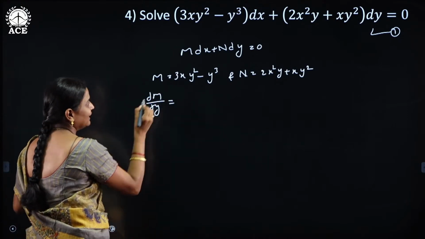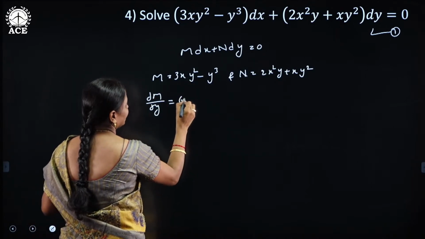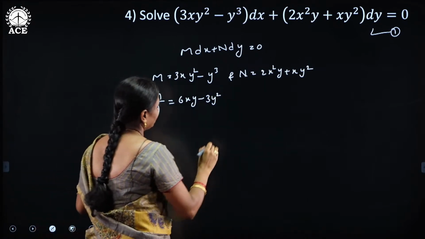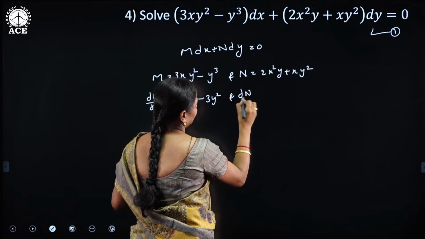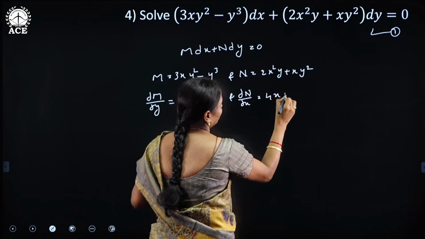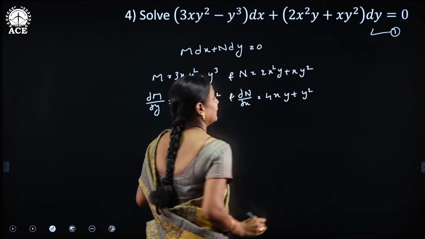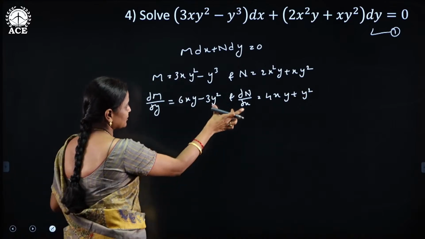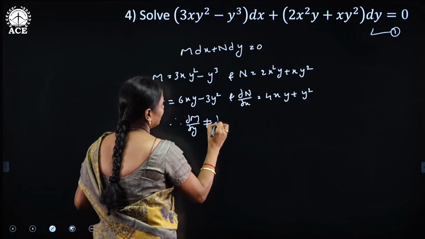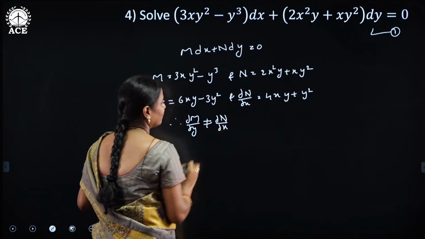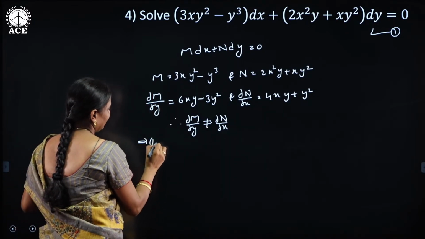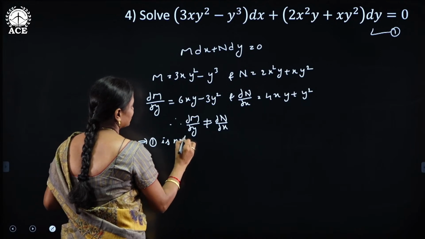What is ∂M/∂y? Differentiation of y² is 2y, so here 6xy − 3y². And what is ∂N/∂x? Differentiation of x² is 2x, so that is 4xy + y². So what is the observation here? From these two, what is the conclusion? ∂M/∂y is not equal to ∂N/∂x. When ∂M/∂y is not equal to ∂N/∂x, we can write that equation 1 is not an exact differential equation.